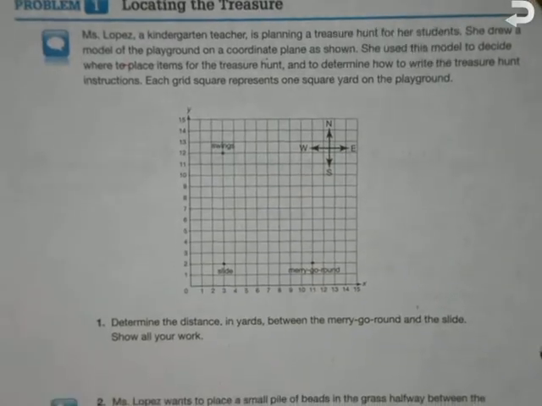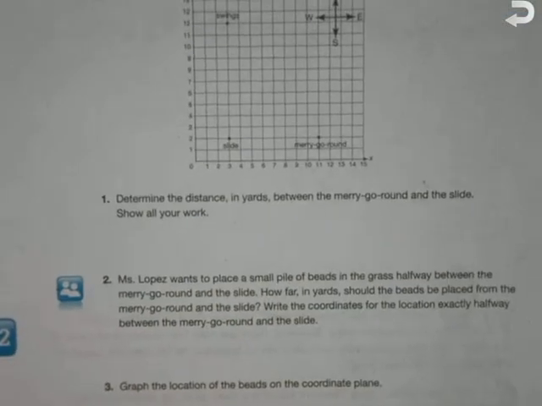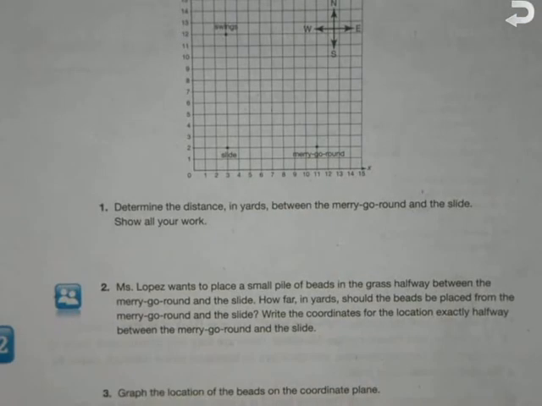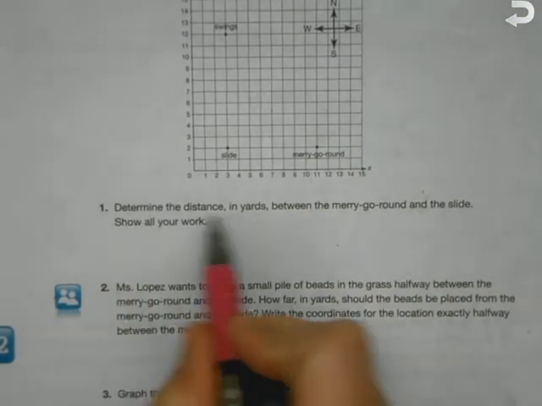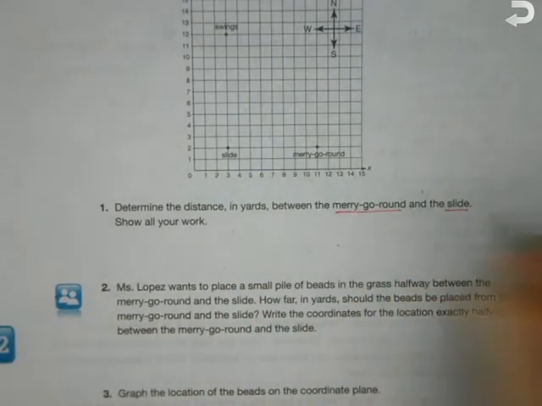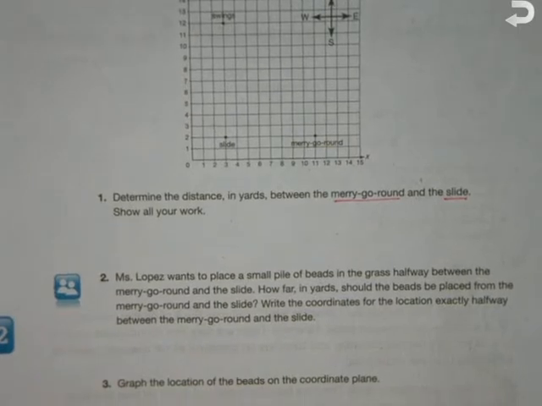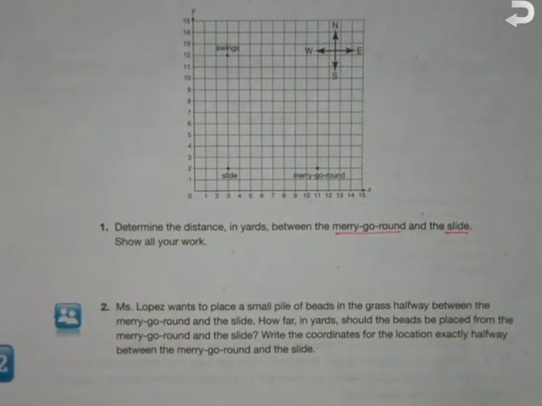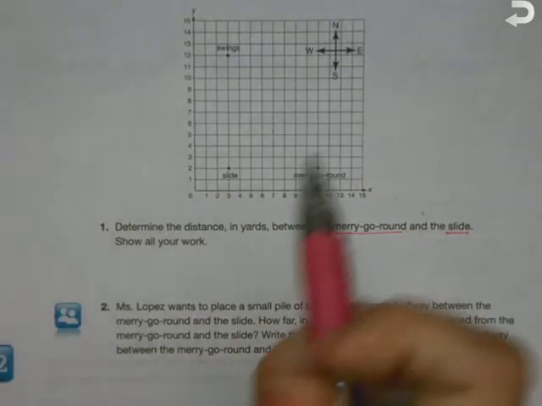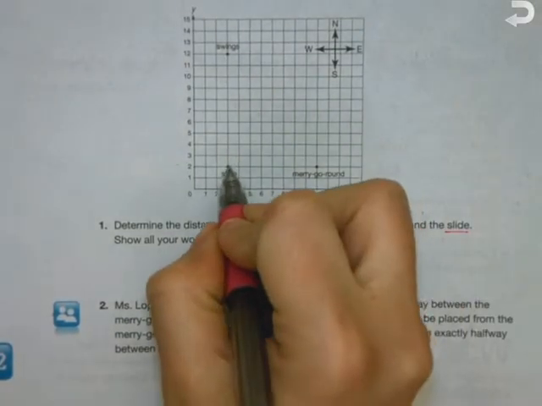So here's what I want you guys to do. Using this grid and the information that you know about distances, I want you to determine the distance in yards between the merry-go-round and the slide. So do that right now with your groups or individually, but find the distance between the merry-go-round and the slide. Show your work. Okay, ladies and gentlemen, so to get from the merry-go-round to the slide, that would be this segment right here.